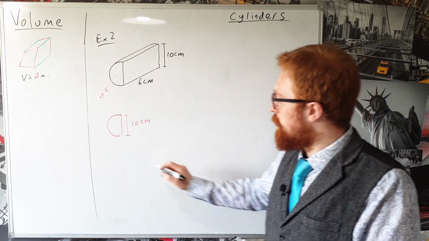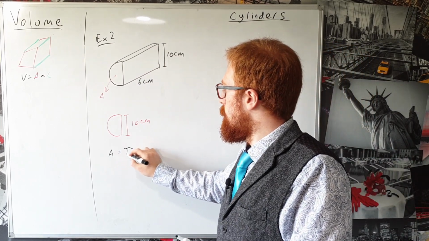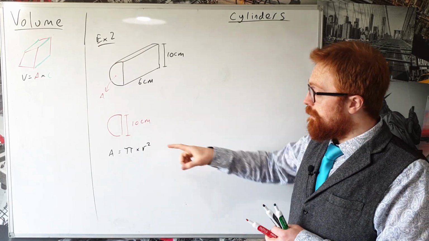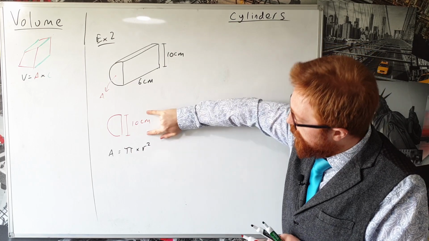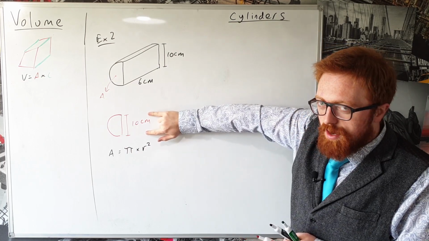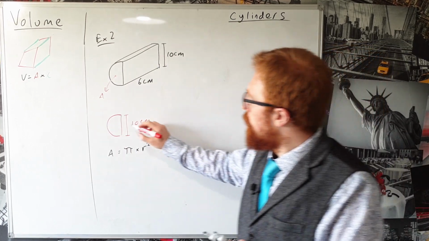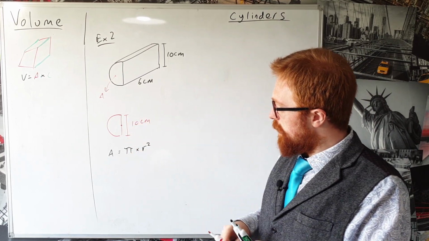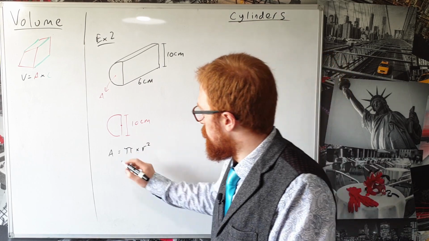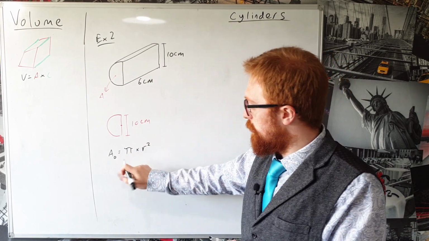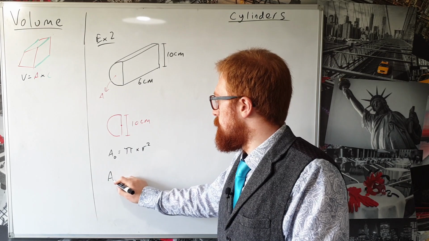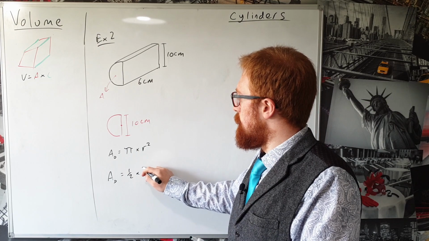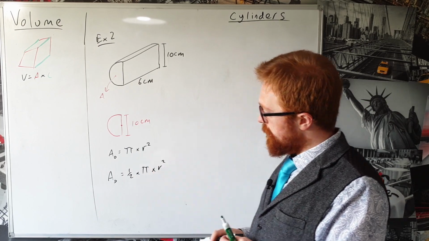Now remember, the area of a circle is pi times by the radius squared. We've got to be really careful, and this again is a really common mistake. We're not given the radius of this semicircle. We're given the diameter, that's all the way across. So remember, this is the area of the full circle. What we'll do is, to get the area of a semicircle, we half that at the end, don't we? So I'm going to do a half times by pi times by the radius squared.